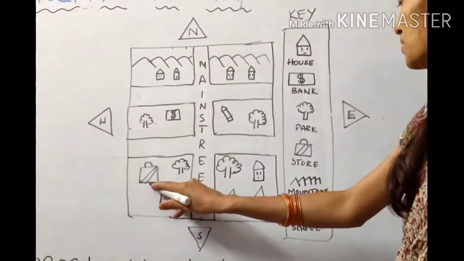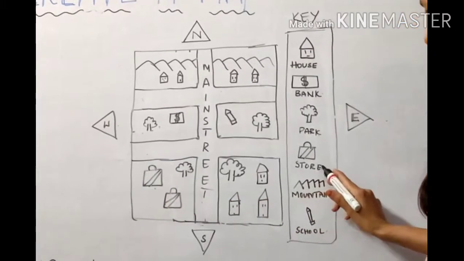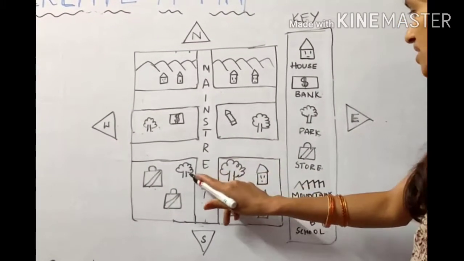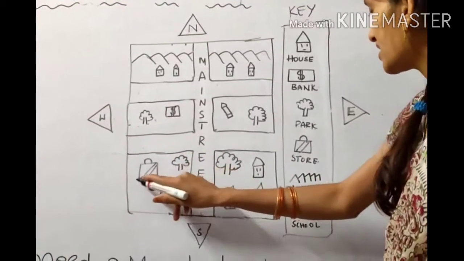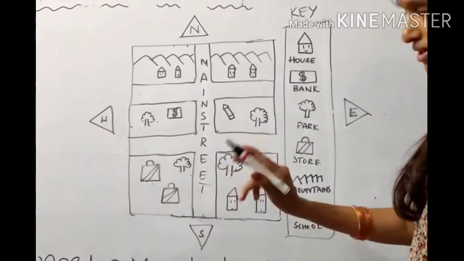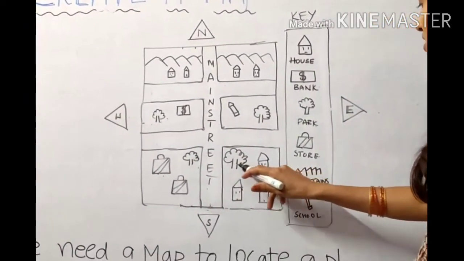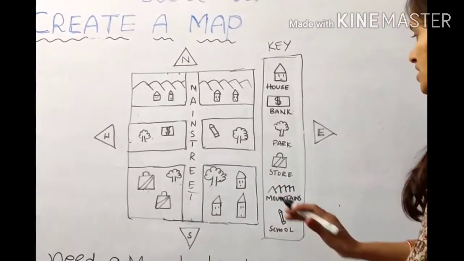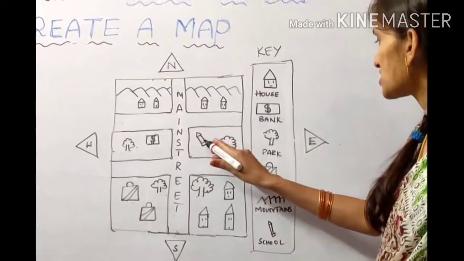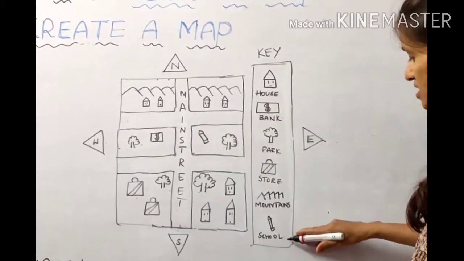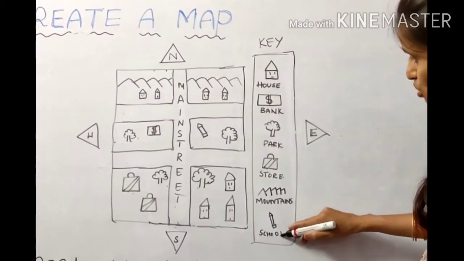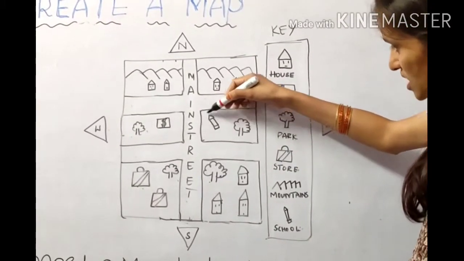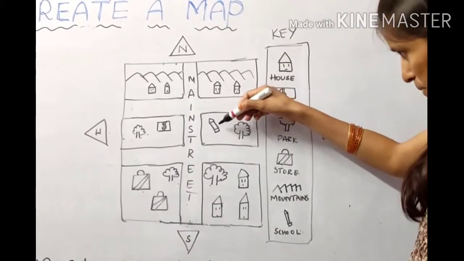And what does this symbol indicate? This is a store. So here again the tree symbol, that means park. Here one park is there and here some stores are there. And if we see here, then the park and the houses. Next comes this symbol, which I have given in the legend to indicate school. So here is the school. So there is a school near the park.